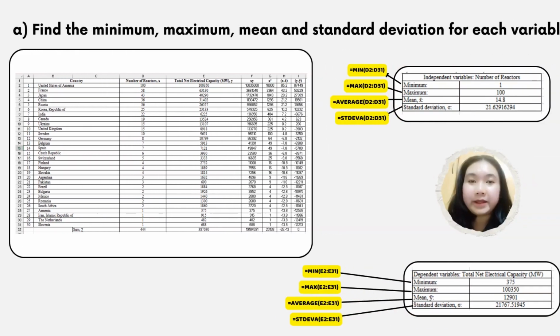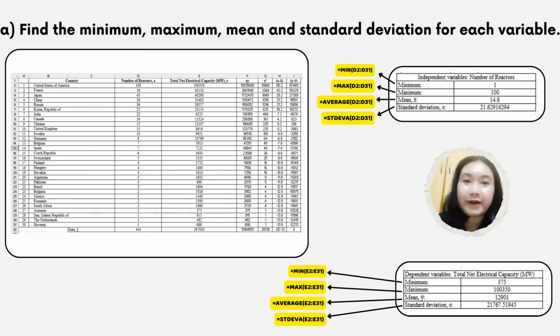Good morning, Doctor. My name is Yong Wei-Ting with matric number AE2200885. In this slide, we are going to analyze a table showing the number of reactors and the total net electrical capacity in megawatts for 30 countries. We use Excel formulas to find the minimum, maximum, mean, and standard deviation for each variable. The formulas we inserted into Microsoft Excel can be referred to in the slide given.